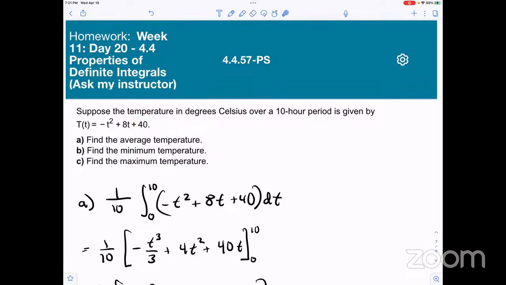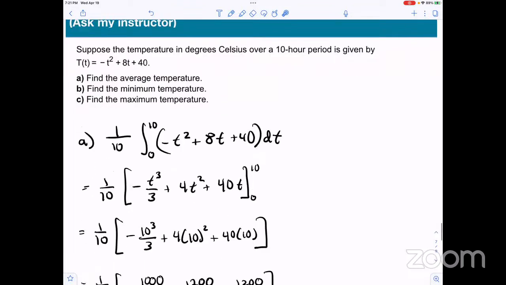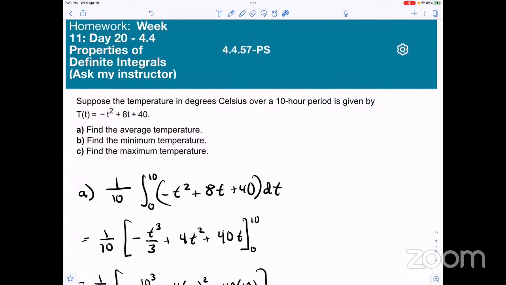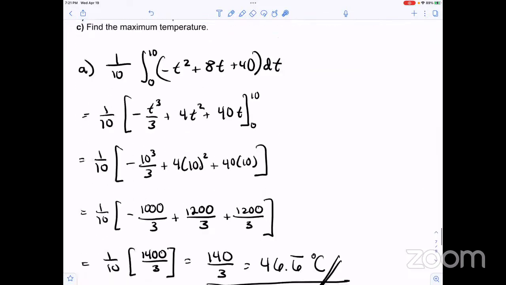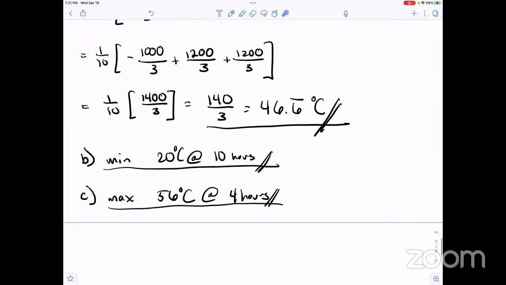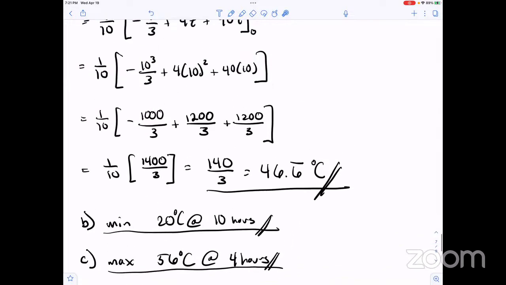After 10 hours, when you plug in 10, I got 20 degrees Celsius. And when I use the vertex formula, which is negative B over 2A, I got that the vertex of the parabola occurred when x was after 4 hours. And when I plug in 4, I got a result of 56, right? So that was a little bit of like college algebra. Let me make sure that these results work before I commit to this.